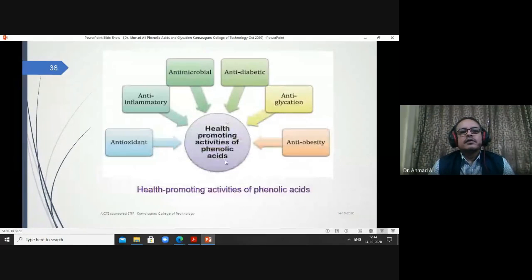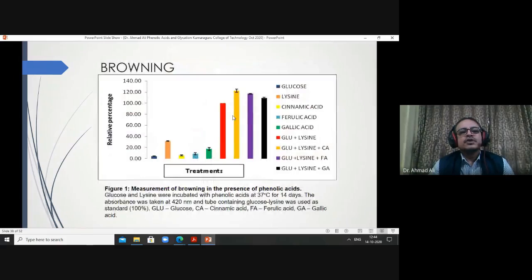Research in the last several decades with phenolic acids has proved that they have major health promoting activities. This has been done at the cell line level and in animal studies also. These include antioxidant, anti-obesity, anti-diabetic, antimicrobial, anti-inflammatory, and anti-glycation activities. So what we have done is check the effect of some phenolic acids. Basically, we selected three phenolic acids: gallic acid, ferulic acid, and cinnamic acid.